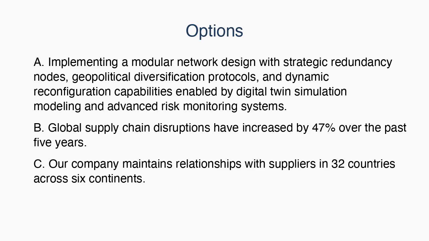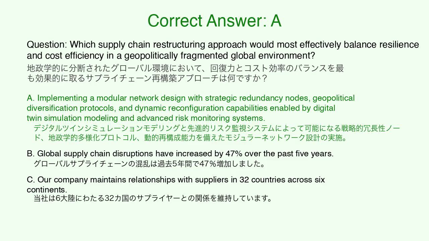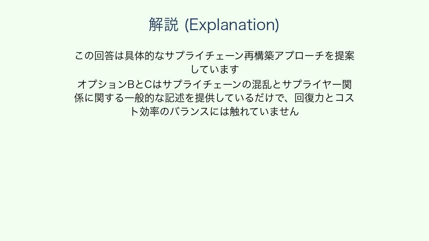B. Global supply chain disruptions have increased by 47% over the past 5 years. C. Our company maintains relationships with suppliers in 32 countries across 6 continents. You have 3 seconds to think about your answer. The correct answer is A. Let me explain why. Let's move on to the next question.